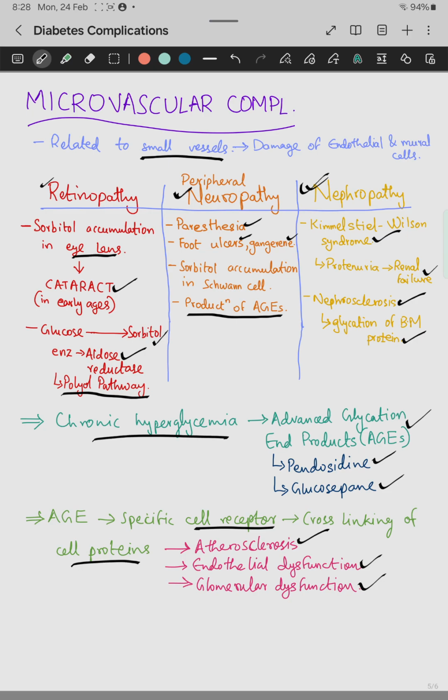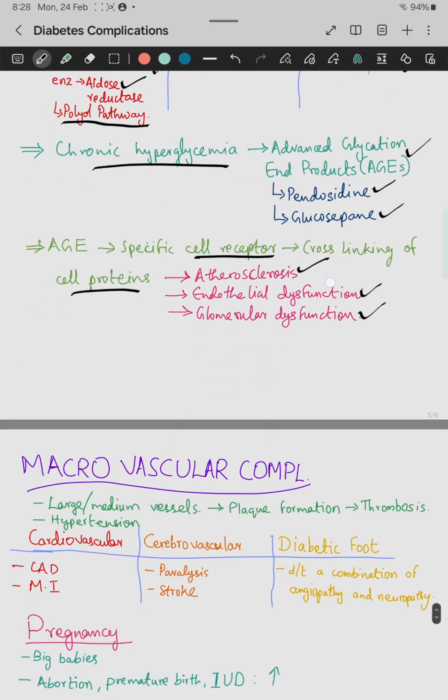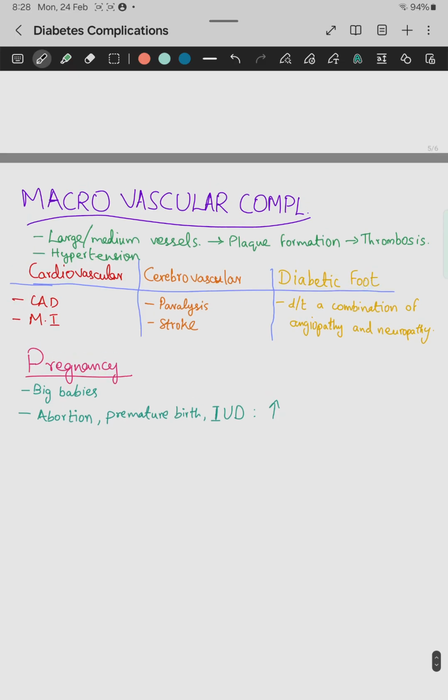Now the third one is nephropathy. It's called Kimmelstiel-Wilson syndrome, and renal failure is seen, and glycation of basement membrane proteins of the nephrons causes nephrosclerosis. Now coming to the macrovascular complications, it is seen in large and medium sized vessels.